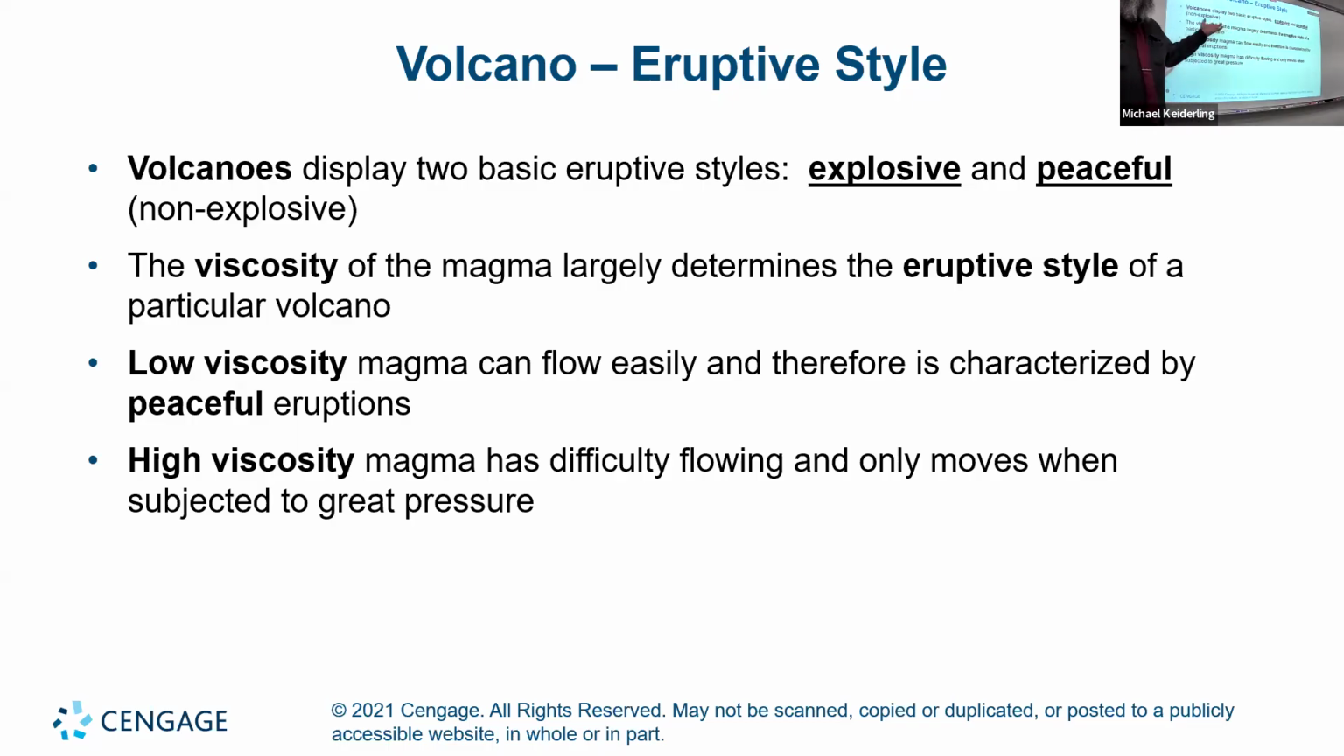The viscosity of different magmas, of molten rock, is the primary thing that determines the eruptive style, the violence of the volcano. So low viscosity magma flows easily, therefore it's characterized by peaceful eruptions. High viscosity magma has difficulty flowing, tends to stick, pressure builds up, and you get more violent eruptions.